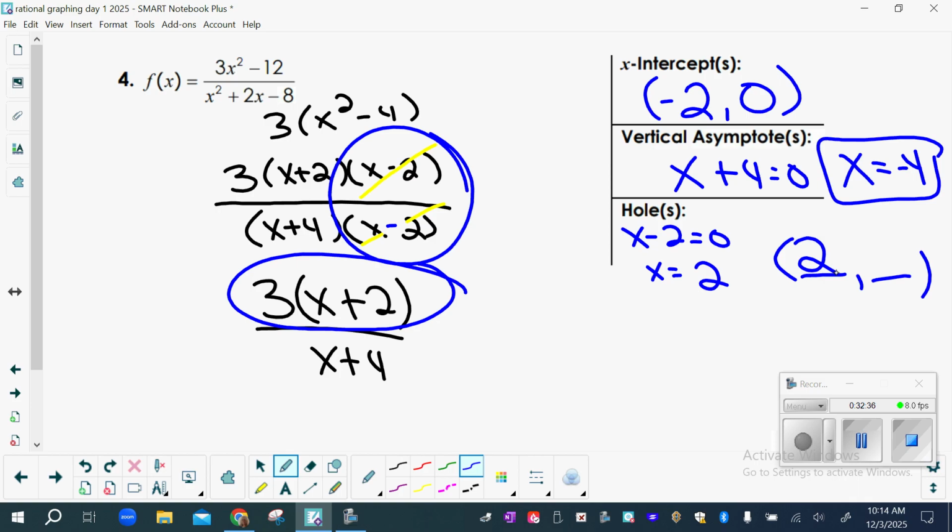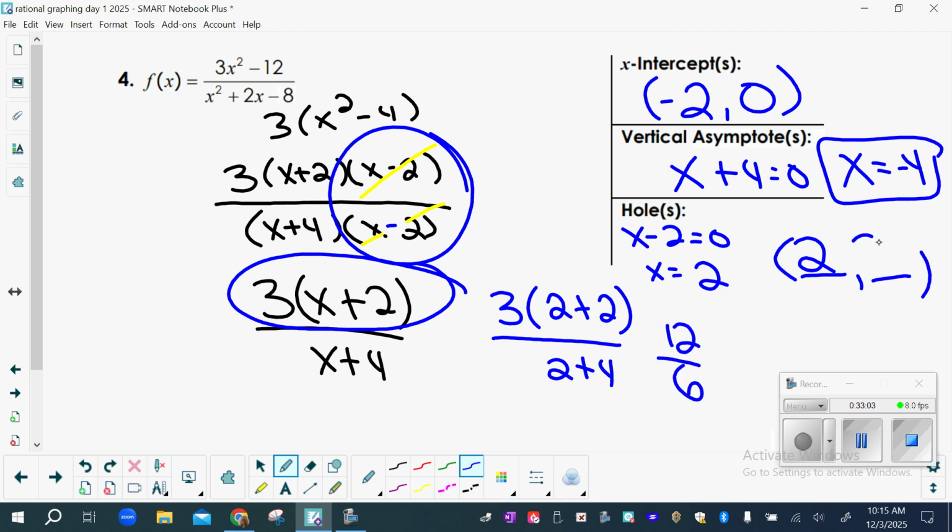That's not scary. The only thing that's a pain is to get the Y. This is the only math you have to do, you big babies, is plug it in here. Will it come out pretty small and nice? Yeah, I'm not looking to kick your ass here. So here we go. 3 times 2 plus 2 over 2 plus 4. 12 over 6. Look at that. Boom.